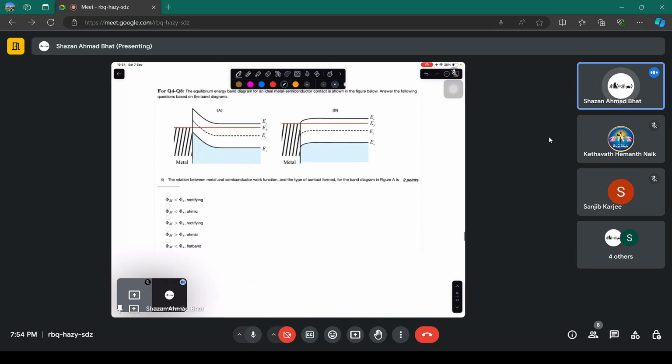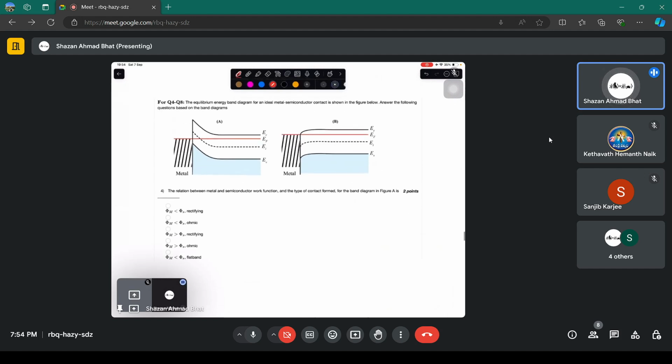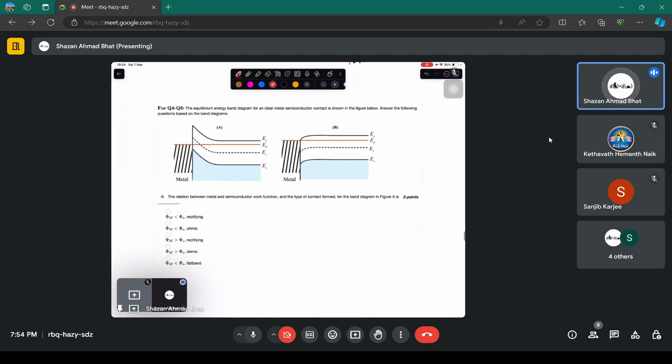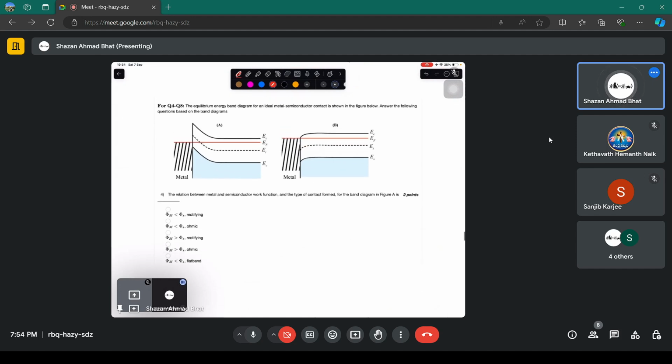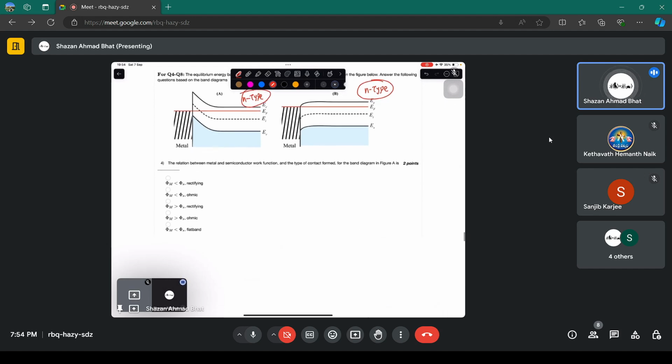I think these questions are quite easy now, because if you have understood the previous concepts, then it becomes easy. Now the question for this: the equilibrium energy band diagram for an ideal metal-semiconductor junction is shown. Answer the questions below. Remember that this is n-type here. You can see the Fermi level is closer to the conduction band. And you can clearly see that this particular barrier will be a Schottky barrier, A.